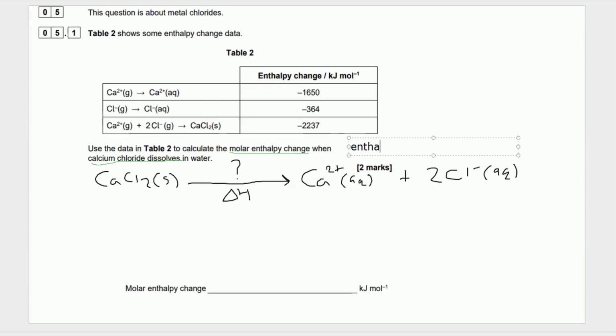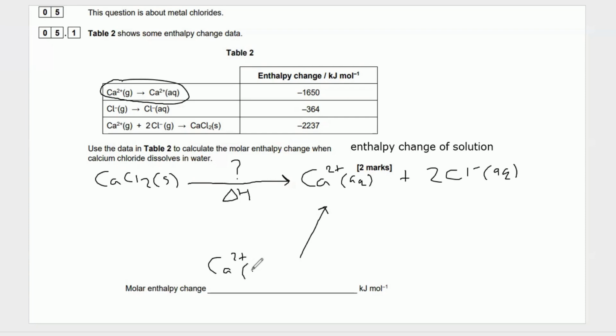Now we've got to try and use this data. We've got the enthalpy change of solution that we're trying to find out, which is the energy change when you dissolve an ionic compound. So what have we been given? We've been given calcium gaseous to calcium aqueous, which is the hydration of calcium, and we've been told that's minus 1650. We've also been given chloride gaseous to chloride aqueous, and we've been told that's minus 364. I'm circling these here, so we can write these out and put those numbers in.